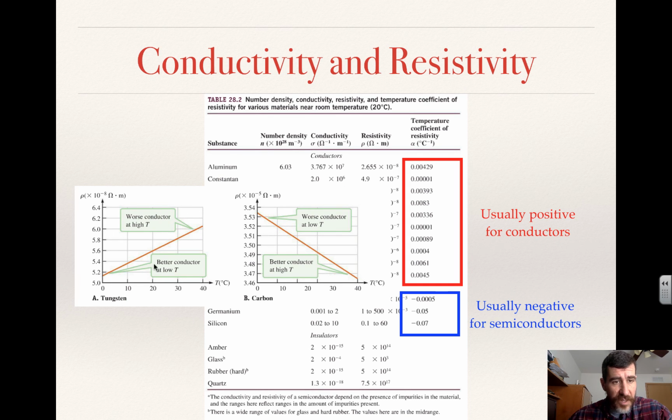So for example, if you look at something like tungsten, tungsten is a conductor, and this is now the resistivity as a function of temperature, and alpha is positive, so as the temperature goes up, the resistivity goes up. So it's a worse conductor at high temperatures. Whereas for a semiconductor like carbon, actually it's just the opposite. As the temperature goes up, the resistivity goes down. So it actually becomes a better conductor at high temperatures.